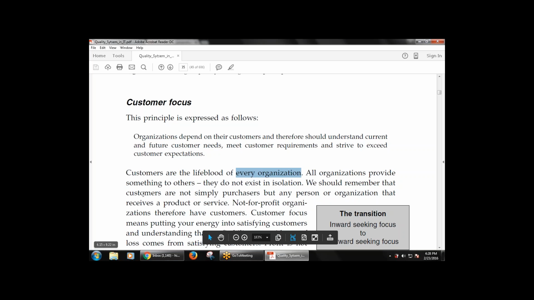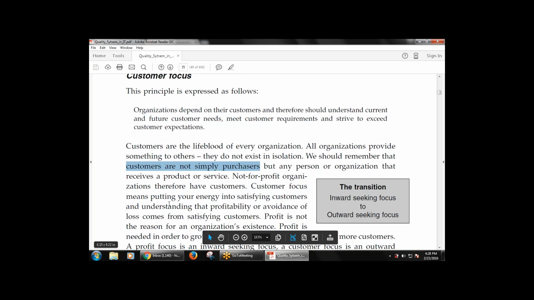We should remember that customers are not only purchasers, but any person of the organization that receives a product or service. That is not only the end customer, like we are the end customer if I go into a shop. No, no, no. It is a person of the organization that receives a product or the service. Not-for-profit organizations therefore have customers too.